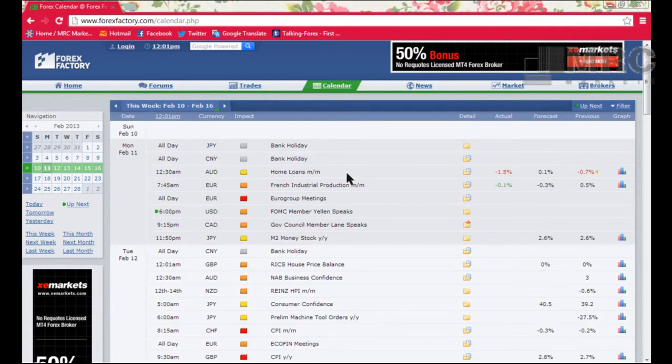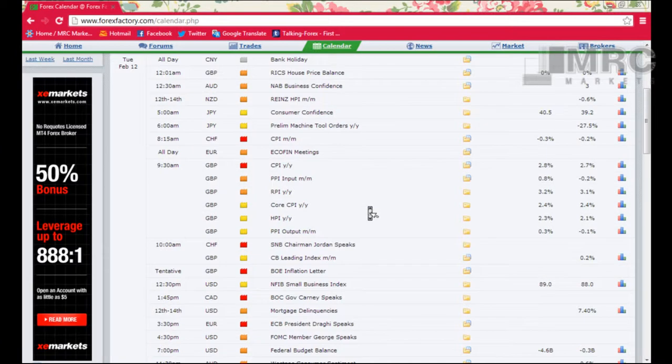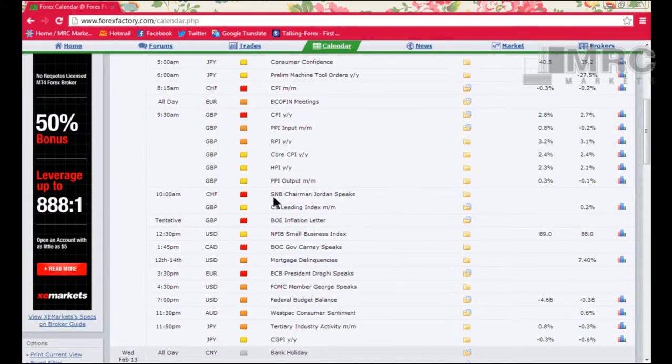Let's have a look at the Forex calendar. Today is quite a quiet day in terms of news. We've got the Eurogroup meetings going on throughout the day. Tomorrow out of the UK, 9:30, we have UK CPI year-on-year forecast at 2.8%. At 10 AM we have the SNB Chairman Jordan speaking in terms of the Swiss currency, so keep that in mind. We also have the BOE inflation letter, which is tentative throughout the day.